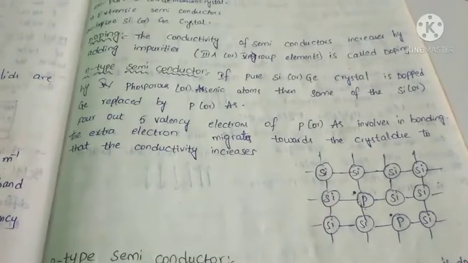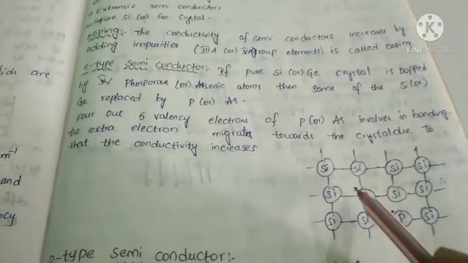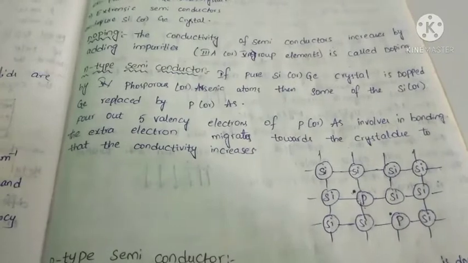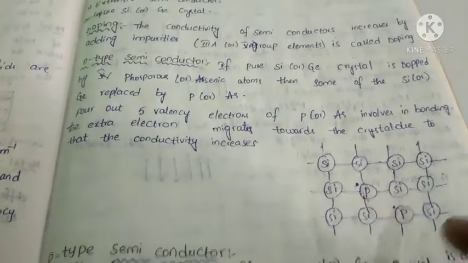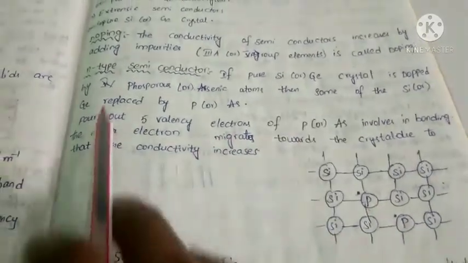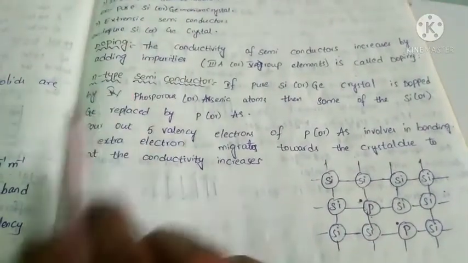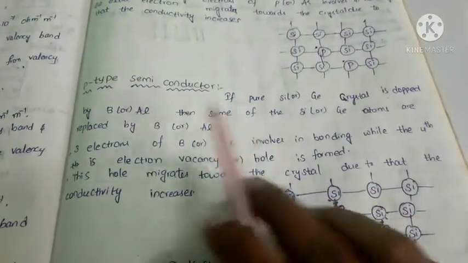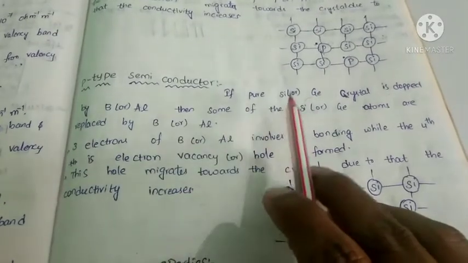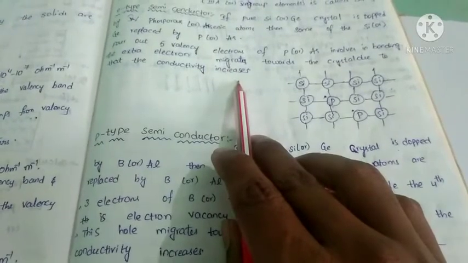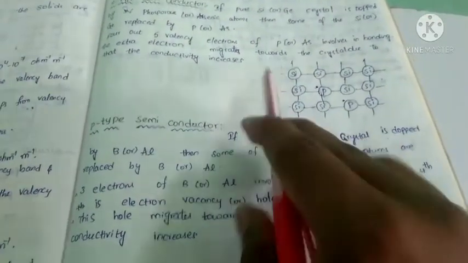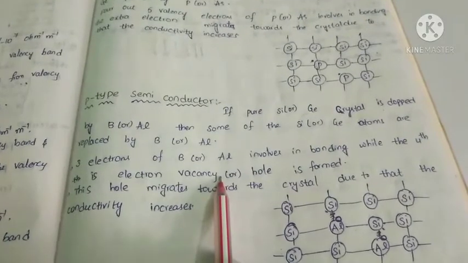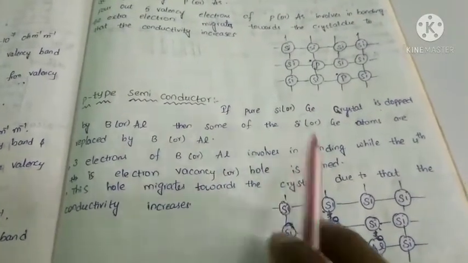Why should we say that is N-type? Here N stands for negative charge. Here unpaired electrons are present. Electrons carry negative charge, so we call it N-type. One more type is there, that is P-type. In this case, we add 3A group elements to silicon or germanium crystal. Here 3A group elements to silicon or germanium.